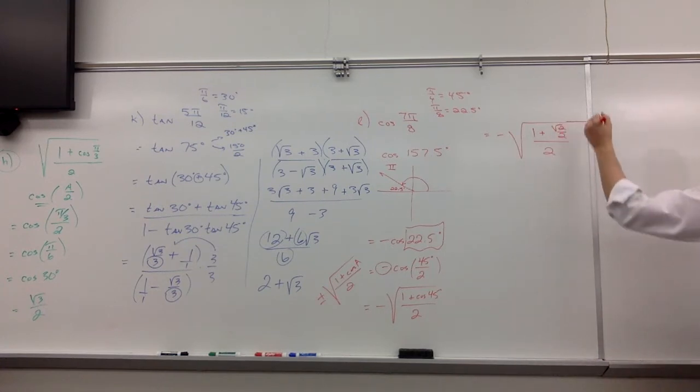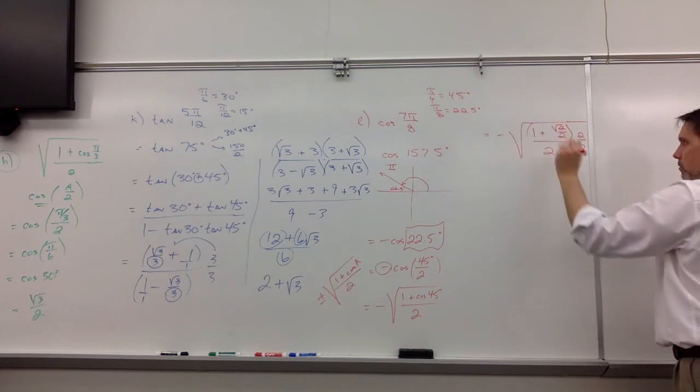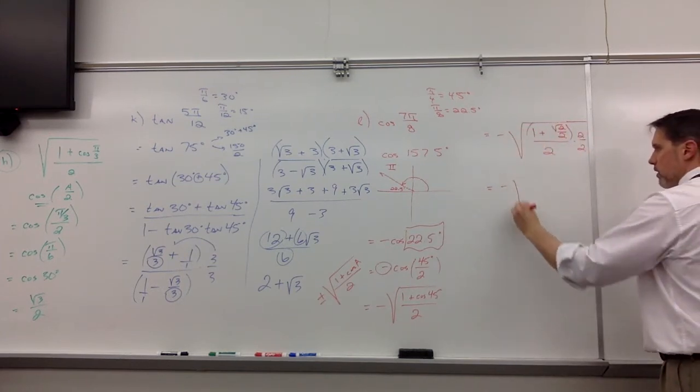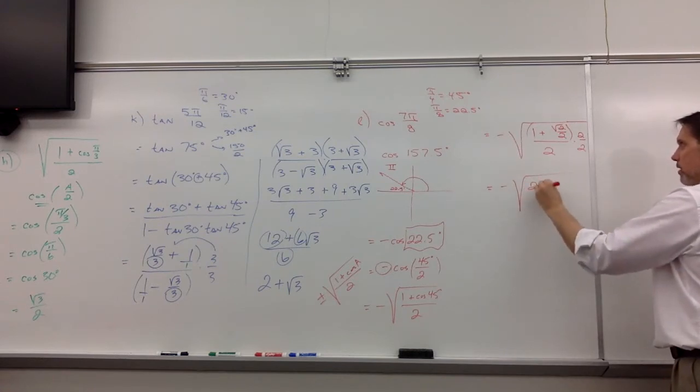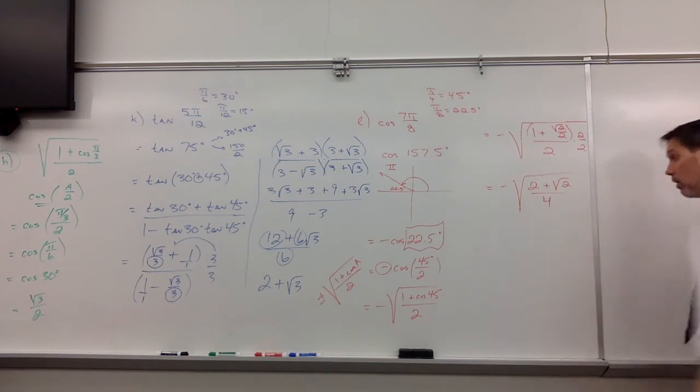So extend the radicand. We'll multiply top and bottom by 2 over 2 inside the radicand. The LCD will distribute in the numerator. In the denominator, we'll just multiply the 2's. So we get negative square root of 2 plus the square root of 2. The 2's are canceling, all over 4.